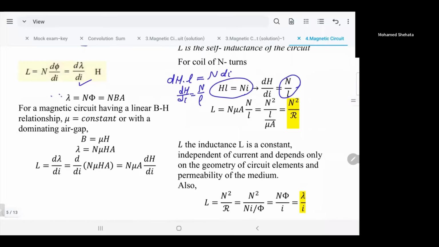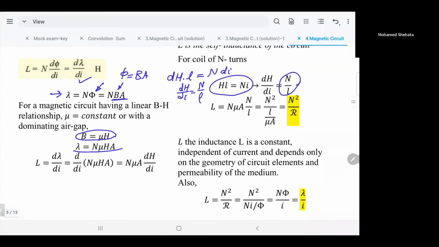We start from the flux linkage, lambda is equal to N phi. What's the flux? It's equal to flux density times the area. So lambda in the end, instead of N phi, is N B A. What's the relation between B and H? B is equal to mu H. So I replace B by mu H, and you have N mu H A. That's the flux linkage.